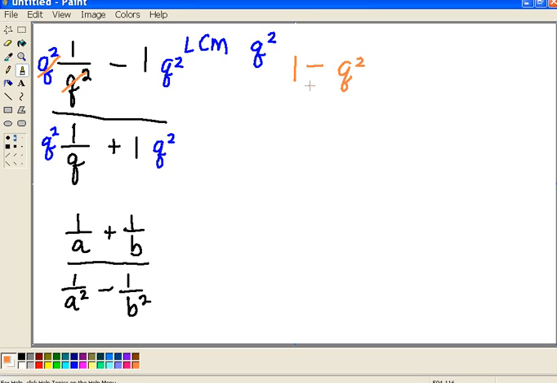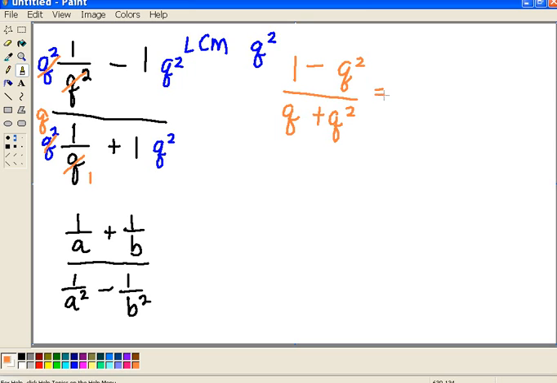q squared. Now I'm going to turn my attention to the denominator again. Q goes into q once, q goes into q squared and leaves a q. So my first term here becomes q, and then here, 1 times q squared leaves me just a q squared. And now if you've got that far, you're doing good.